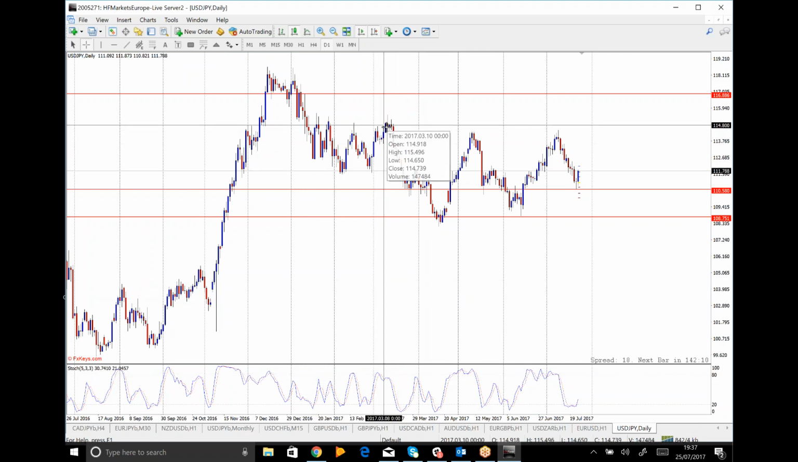At the same time, we had this shooting star form. The next day we would have got in and caught like a cool 100 pips off the daily stochastic. Daily stochastic, very powerful. And when you've got this nice overbought daily stochastic, you've got a very powerful price action symbol going on.